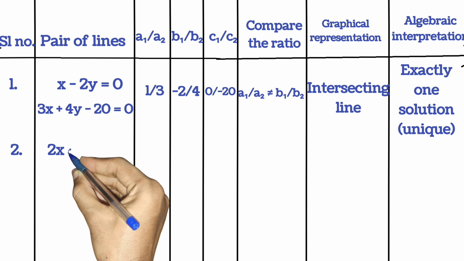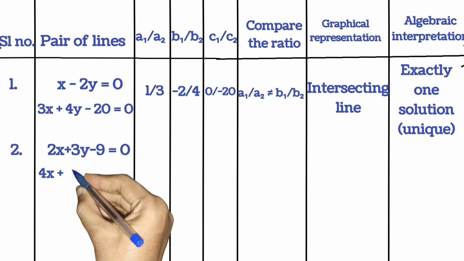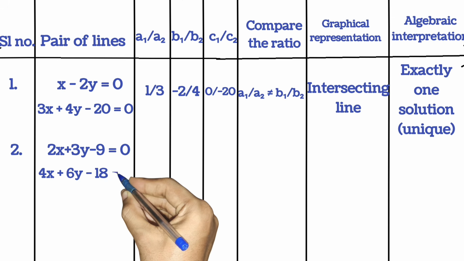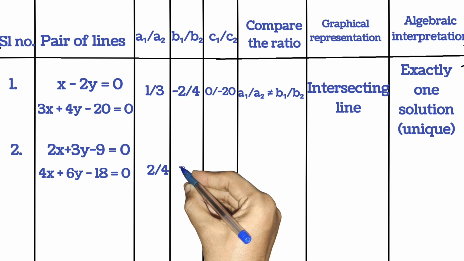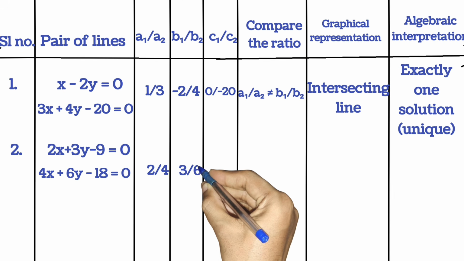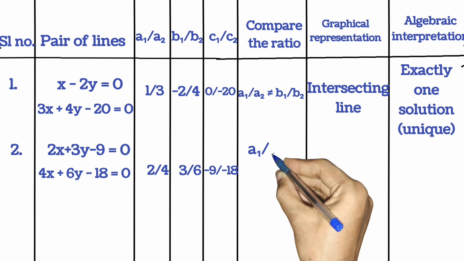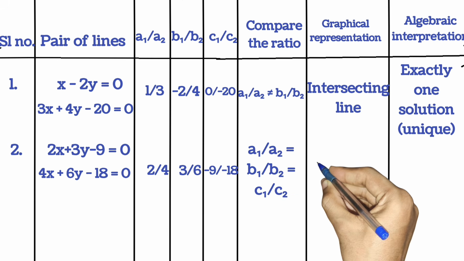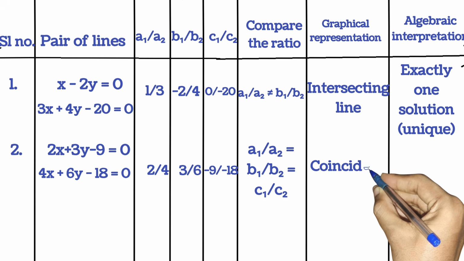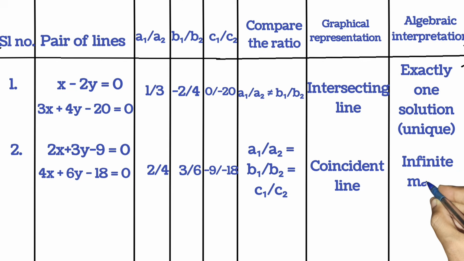Now the second pair of equations, 2x plus 3y minus 9 equal to 0 and 4x plus 6y minus 18 equal to 0. Then a1 by a2 will be 2 by 4, b1 by b2 is 3 by 6 and c1 by c2 is minus 9 by minus 18. Comparing the ratios, a1 by a2 equal to b1 by b2 equal to c1 by c2. So the graphical representation will be coincident lines and the algebraic interpretation will be infinitely many solutions for the given pair of equations.